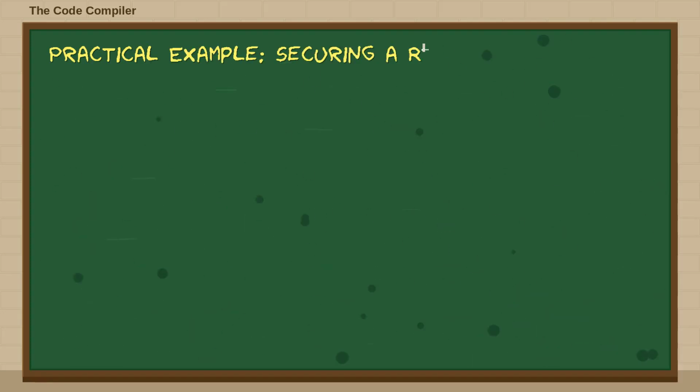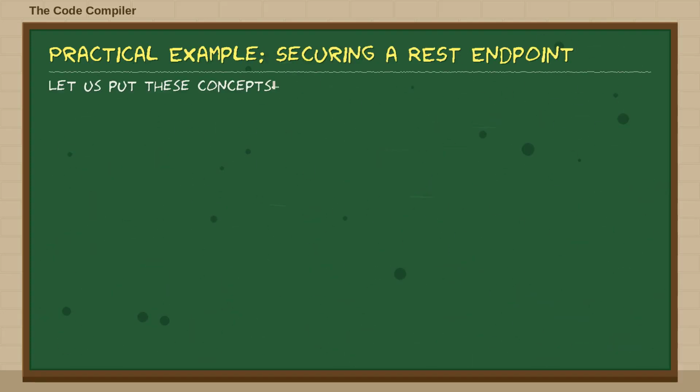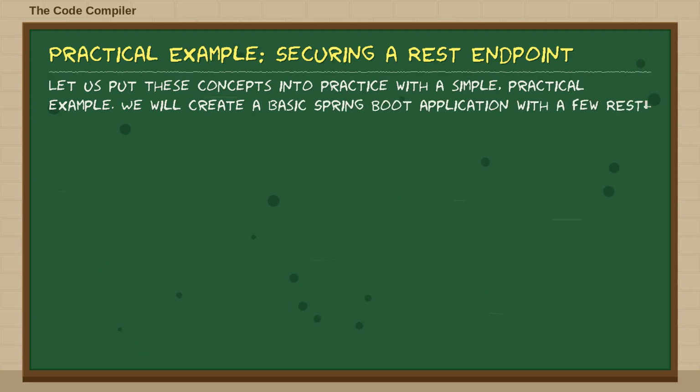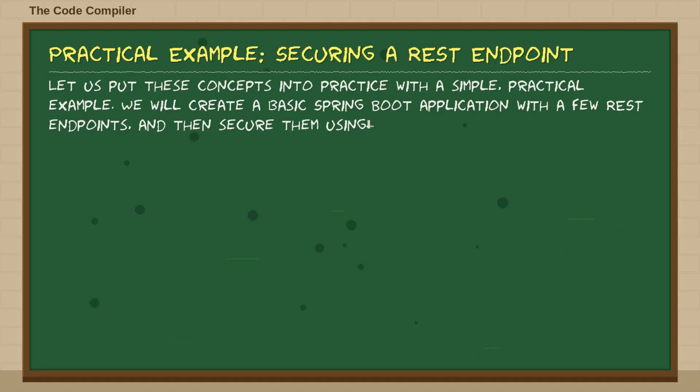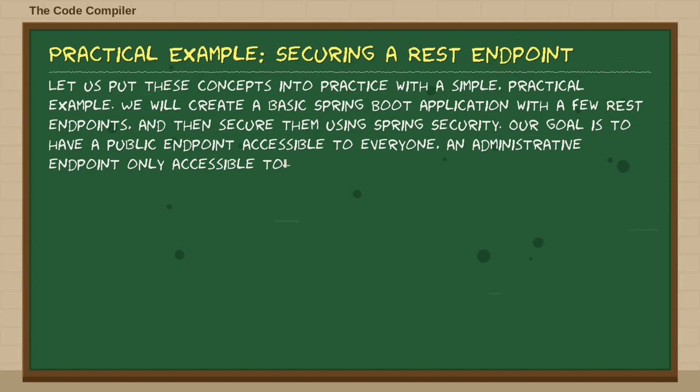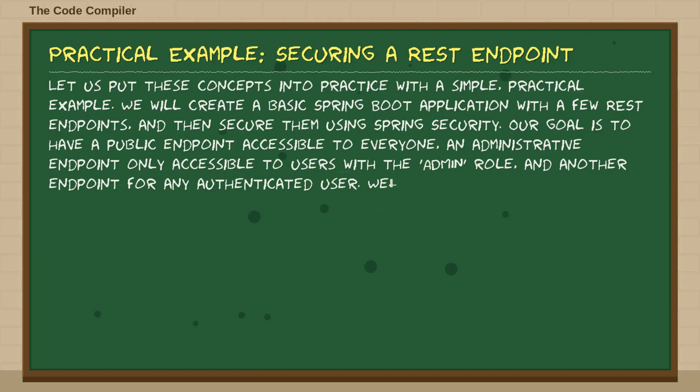Let us put these concepts into practice with a simple, practical example. We will create a basic Spring Boot application with a few REST endpoints and then secure them using Spring Security. Our goal is to have a public endpoint accessible to everyone, an administrative endpoint only accessible to users with the admin role, and another endpoint for any authenticated user. We will combine our UserDetailsService for in-memory user management and our SecurityFilterChain configuration for defining access rules. Please look at the whiteboard.